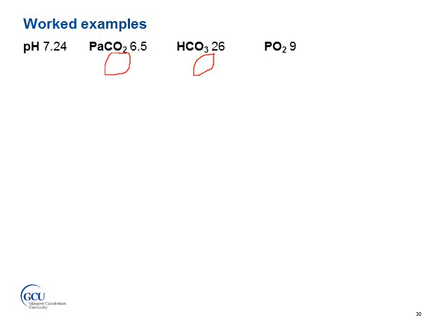Here are the values. What I like to do when working out ABGs is I like to put an arrow to indicate whether or not the value is normal or increased or decreased. So let's do that now.